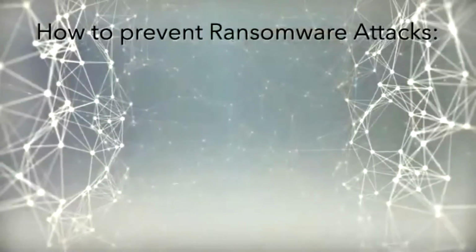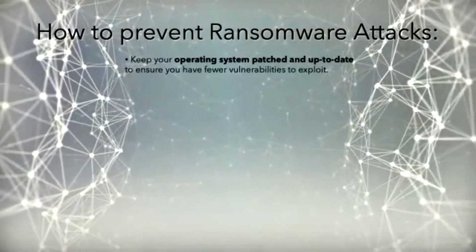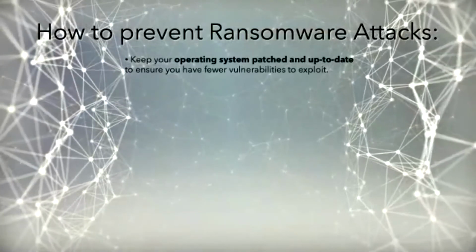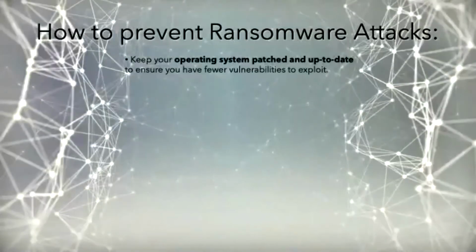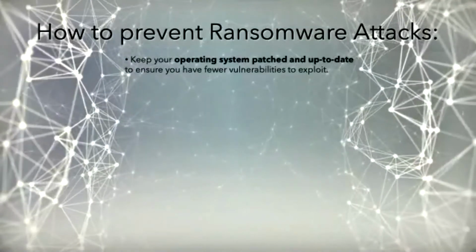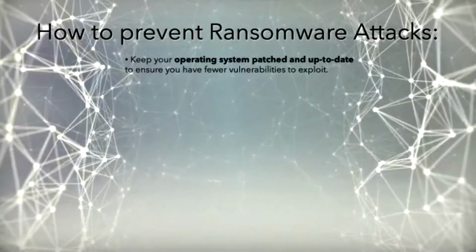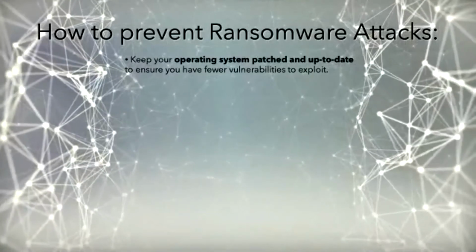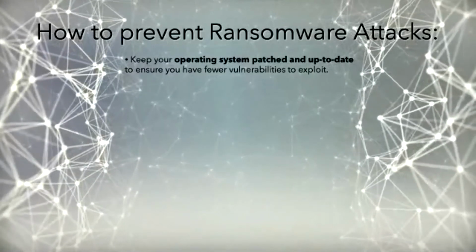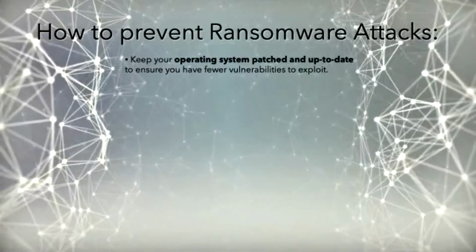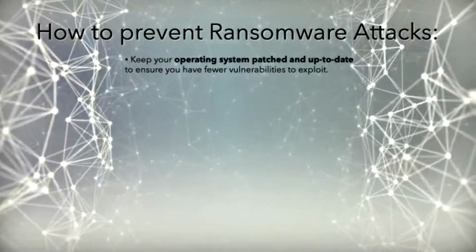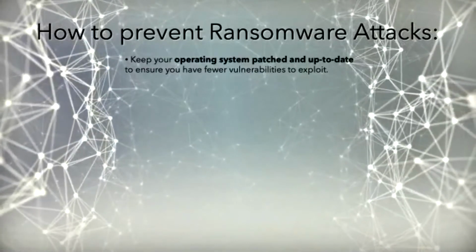So how do we prevent ransomware attacks apart from backup? Well, obviously, the first one is to keep your operating system patched and up to date to ensure that you have fewer exploits available on your computer. You get little pop-ups all the time saying there's updates available. Don't just ignore them, execute them. Make sure, if you're not at school where an IT manager is able to do it for you, you're frequently and often updating the software on your computer.